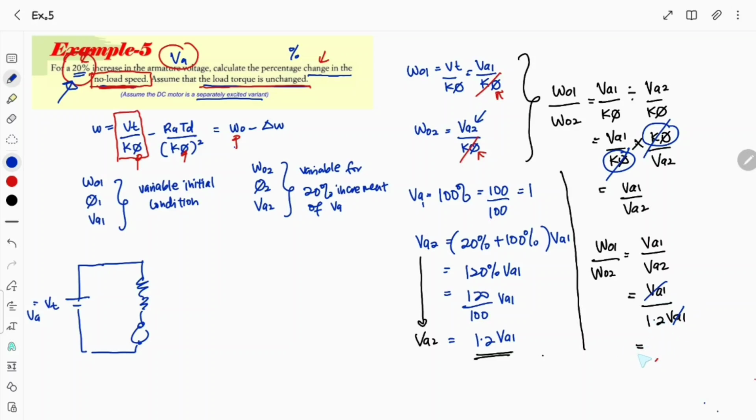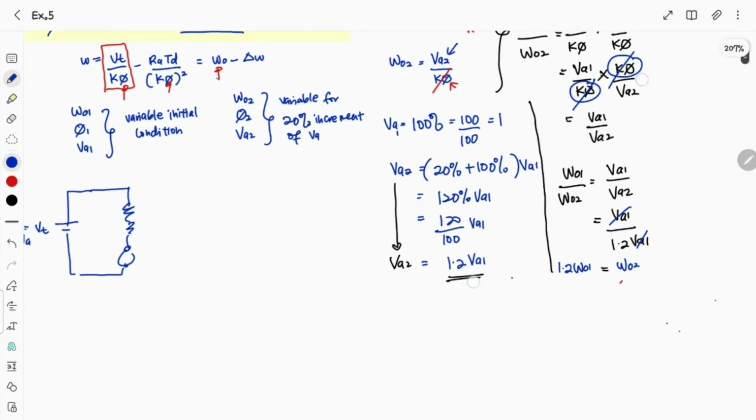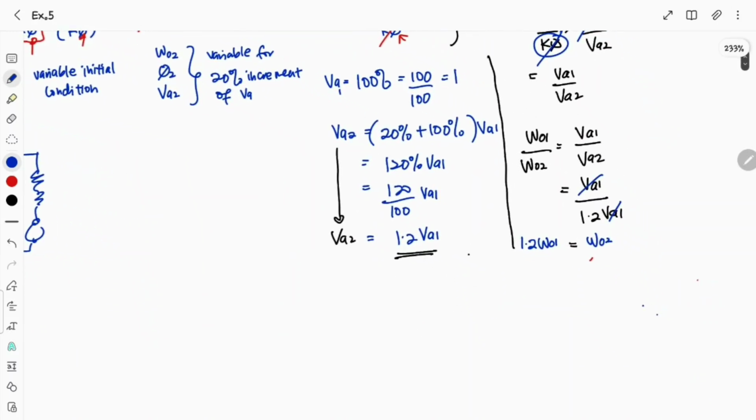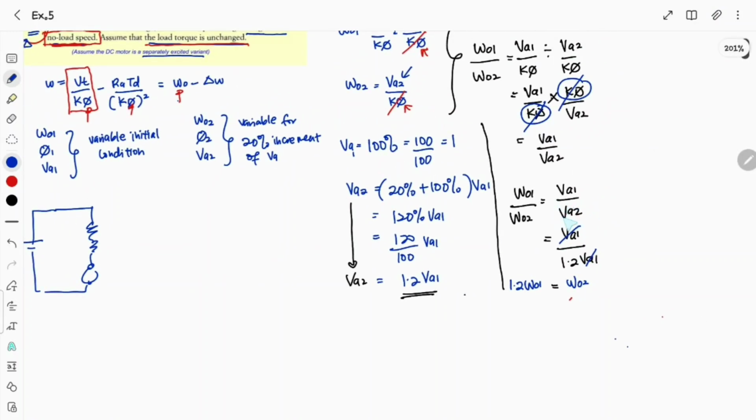You will have 1.2, omega naught 1 with omega naught 2. Okay, so what does it mean? It means that when we change the armature voltage, or we increase the armature voltage by 20%, what happened to the no load speed? It will also increase by 20%.